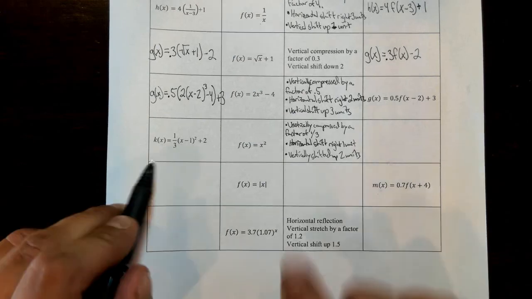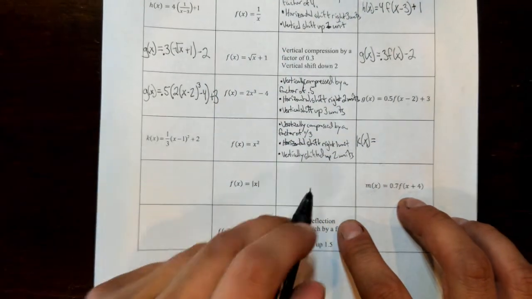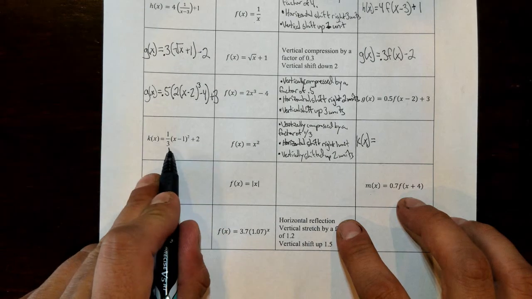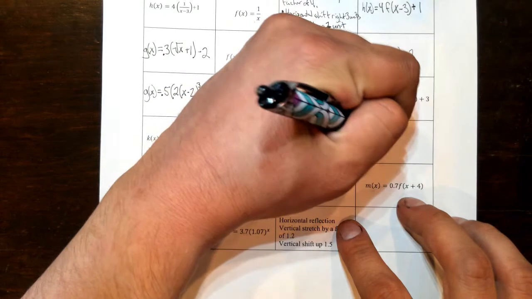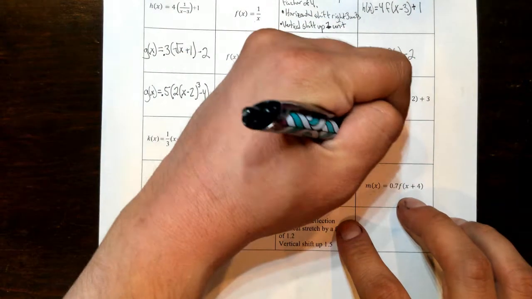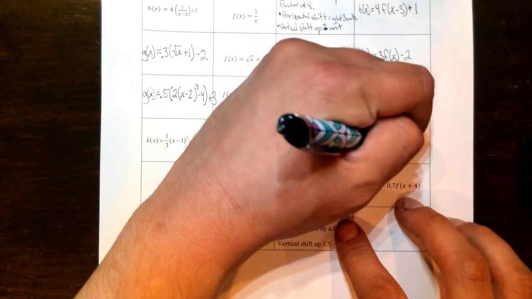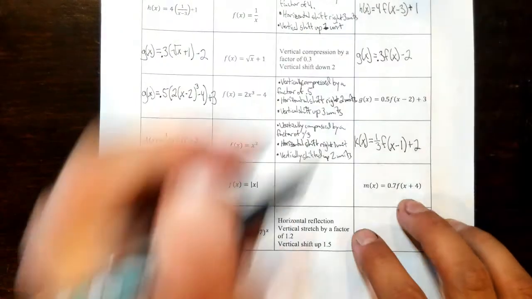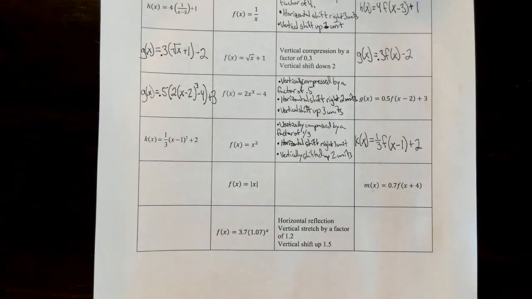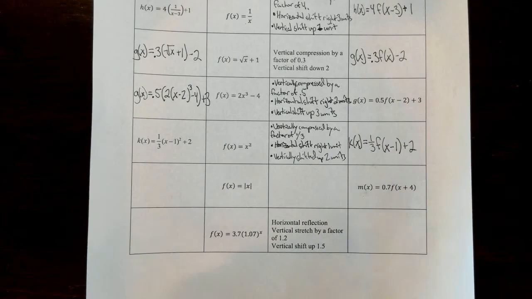Okay, and then we need to write the transformed function in terms of the parent function. So we're given k of x and f of x. So k of x is going to be equal to, what are we doing to f of x? Well, we are compressing it by a factor of 1/3, and then we need our f portion, and we moved it to the right 1 unit, so it's going to be f of x minus 1, and then plus 2.